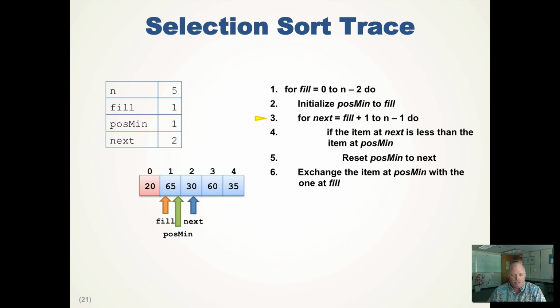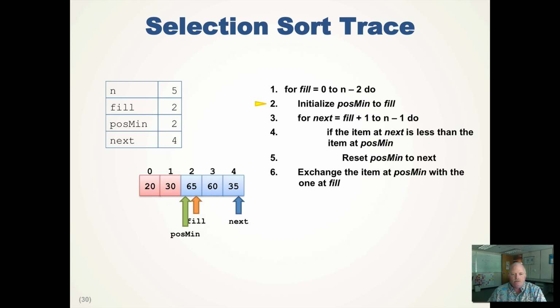Update pos min, update next, start scanning, update min because 30 is less than 65. Scan next forward, scan next forward, and now that next is all the way through, we can exchange min with fill, and we now have the first two items correctly sorted.